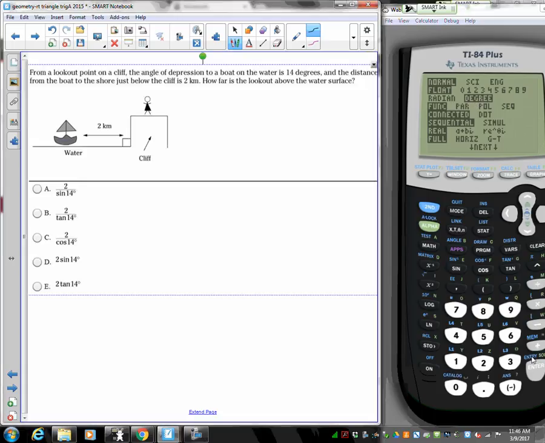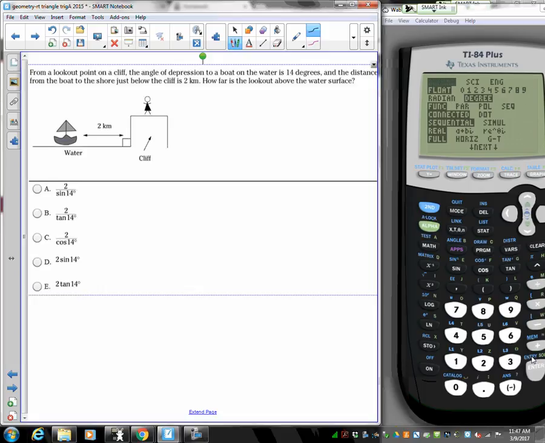Now, let's look at our problem here. It says from the lookout point on a cliff, the angle of depression to a boat in the water is 14 degrees. And the distance from the boat to the shore of the cliff is 2 kilometers. How far is the lookout tower above the water surface?